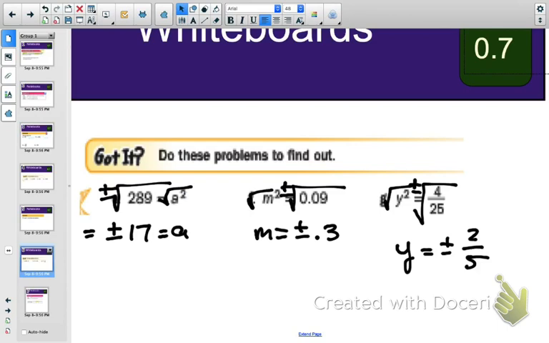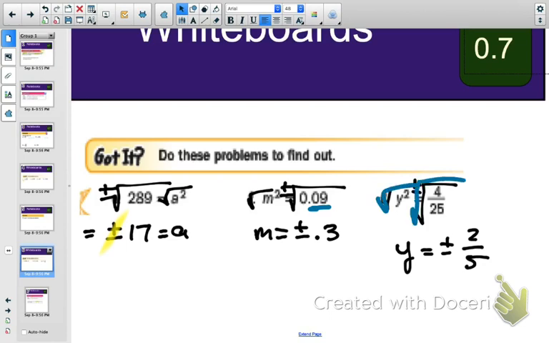All right, so for this one, I got a equals plus or minus 17, because I square rooted both sides, and I kept my plus or minus here. And on this one, I got m equals plus or minus 0.3. That's because there's 2 decimals on here, so there's going to be 1 in your solution. You always cut it in half. Okay, and again, you have your plus or minus. And on this one, I did square root of 4 over square root of 25. So square root of 4 is 2, square root of 25 is 5. So I get plus or minus 2/5. And that's because we square rooted in all of these equations.